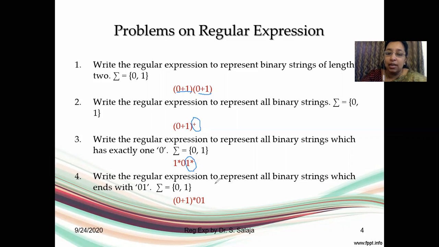Now what about the next regular expression? It represents all binary strings which end with 0, 1. So 0, 1 itself is a binary string which ends with 0, 1. Before that, you can prefix zero occurrences of zeros and ones, any combination of 0, 1 is allowed. If it is more occurrences of 0, 0 closure will work out. If it is more occurrences of 1, 1 closure will work out. If it is 0 or more occurrences of both 0 and 1 in any combination, then you will have 0 plus 1 the whole closure.